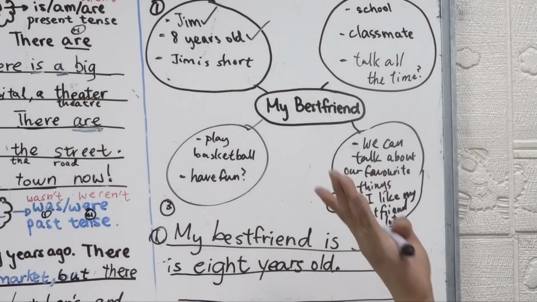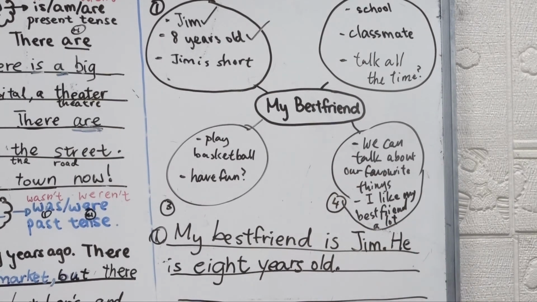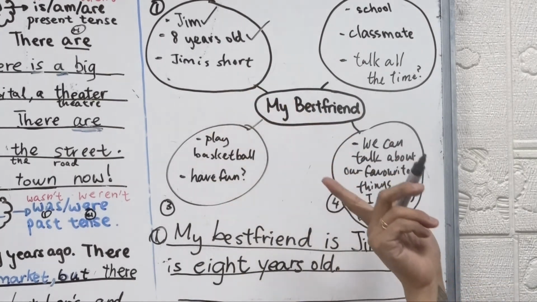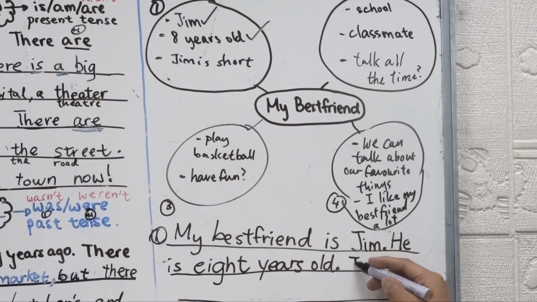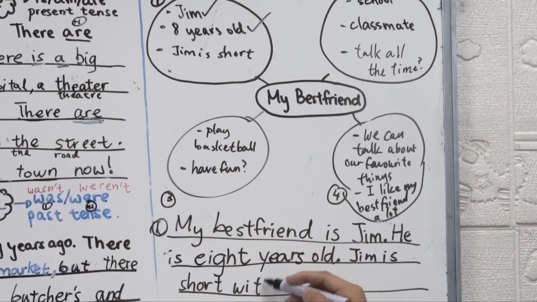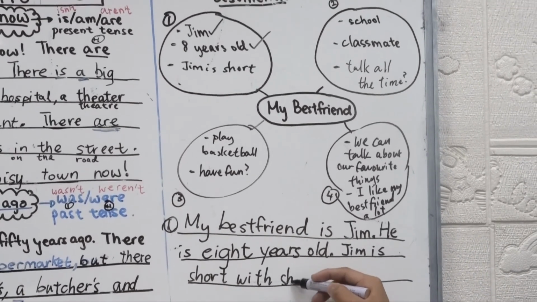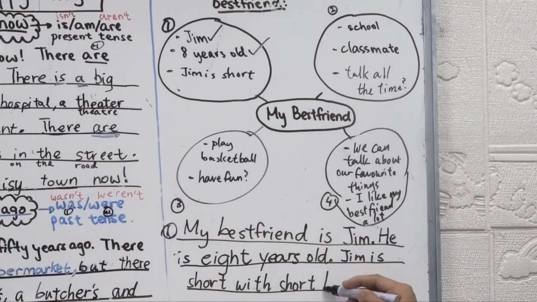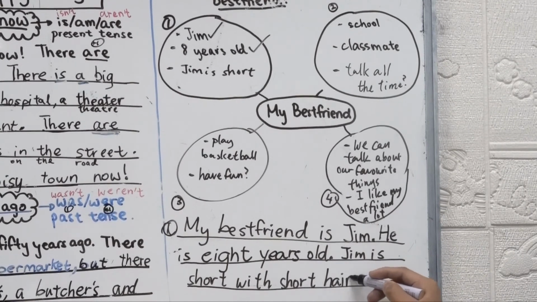And then you can talk about Jim, right? How does Jim look like? Maybe you can say Jim is short with long hair, right? So you can say Jim is short with long or short hair. Maybe I'll give him short hair, okay? Short hair. Full stop, okay?